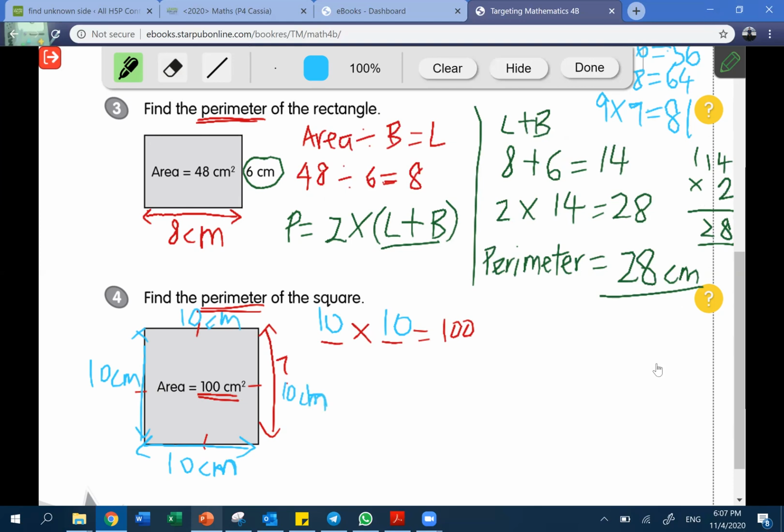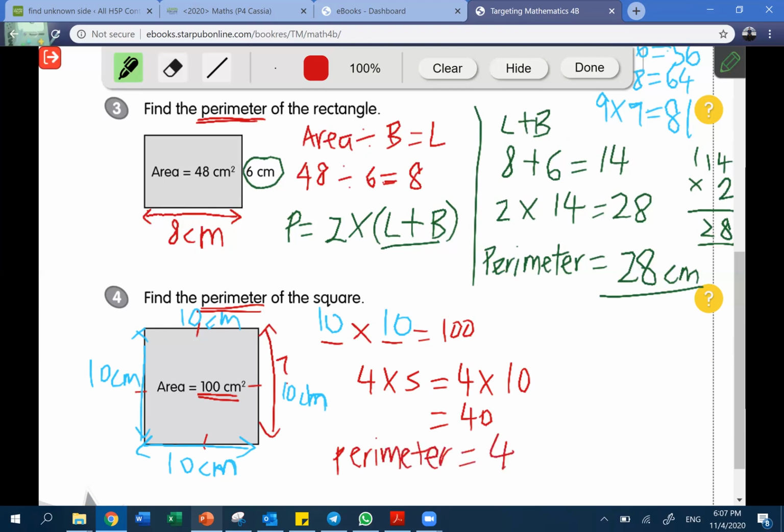Now, how do I find the perimeter? Remember, perimeter means to add up all the sides, right? For a square, because all 4 sides are the same, we can actually just take 4 times side, or we can add side plus side plus side plus side, but that is 4 groups of the side. So we take 4 times side, which equals 4 times 10. 4 times 10 equals 40. So the perimeter of this square is 40 cm.